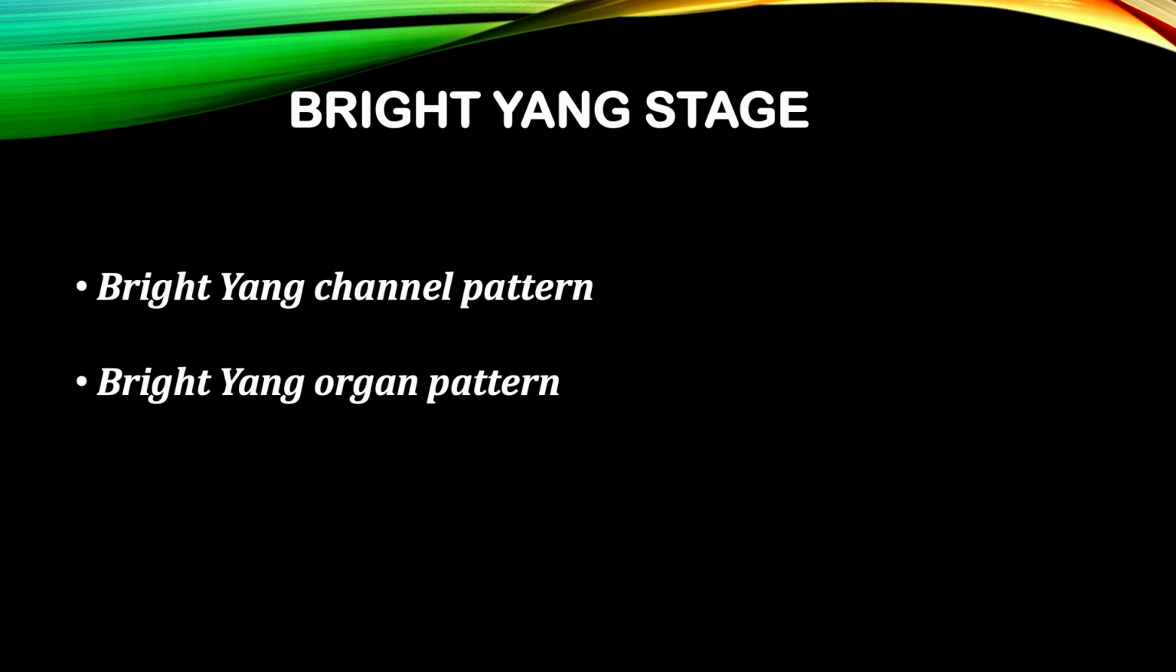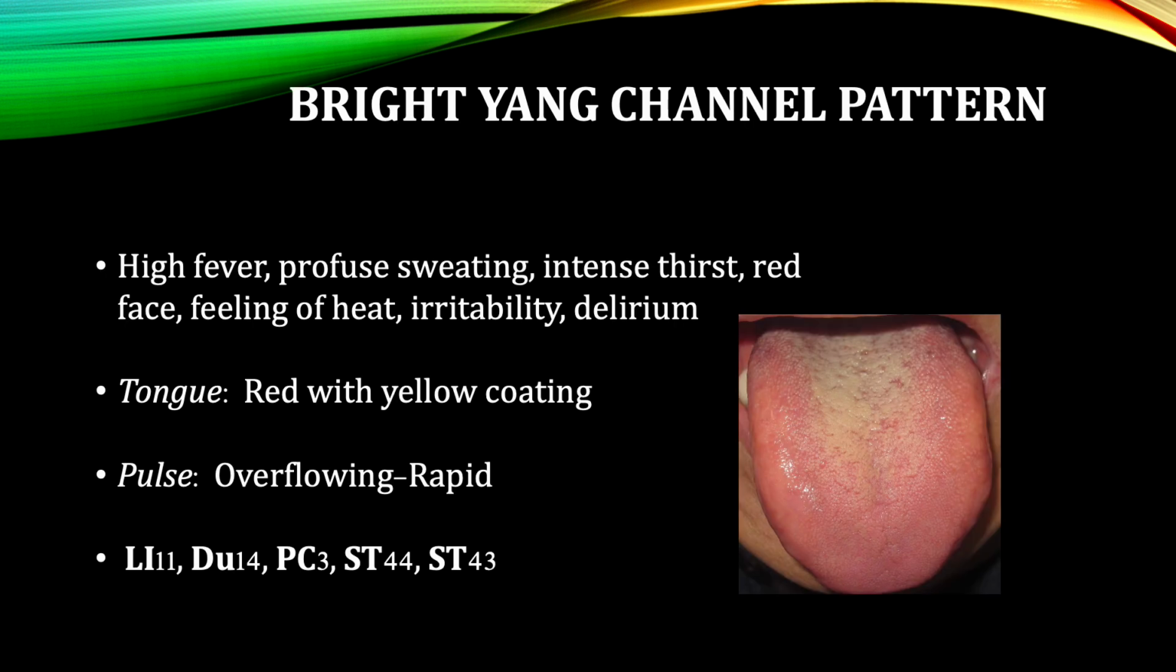The bright yang stage: we have the bright yang channel pattern and the bright yang organ pattern. Bright yang channel pattern: high fever, profuse sweating, intense thirst, red face, feeling of heat, irritability, delirium. Tongue is red with yellow coating. Pulse, overflowing, rapid. Points: LI 11, DU 14, Pericardium 3, Stomach 44, Stomach 43.